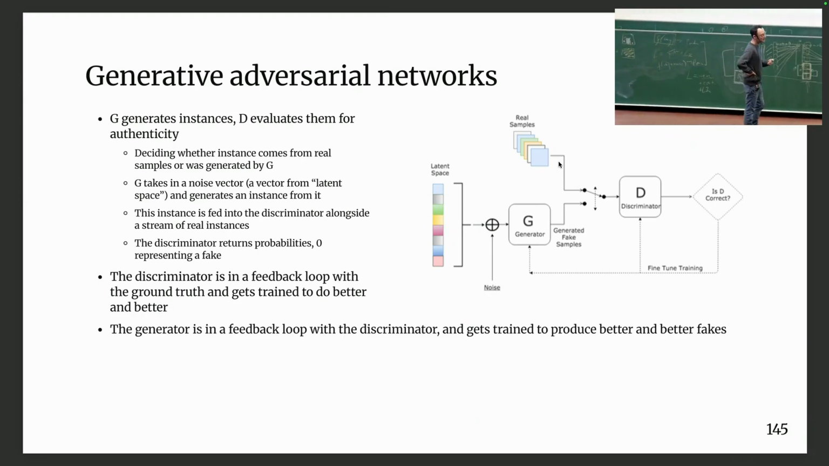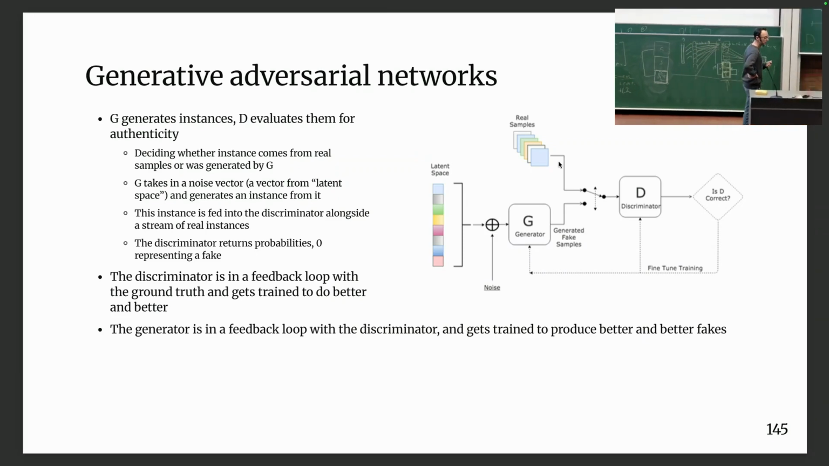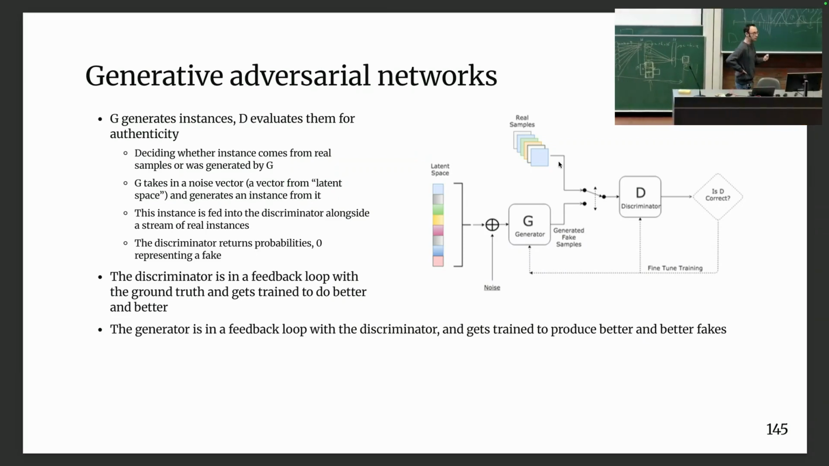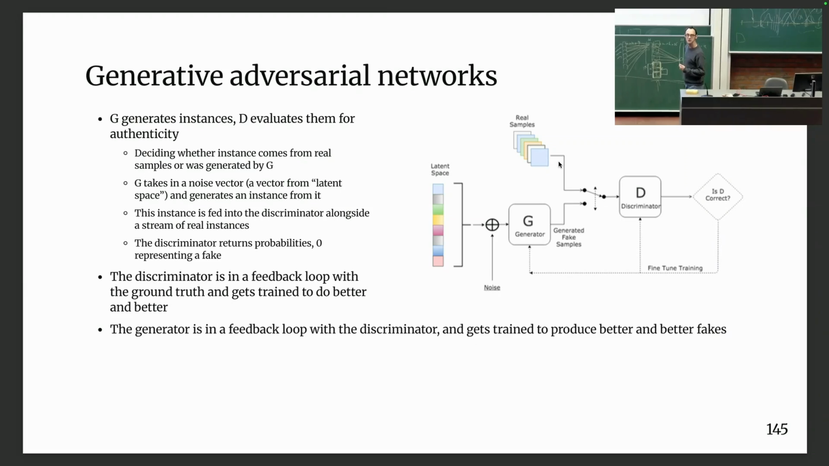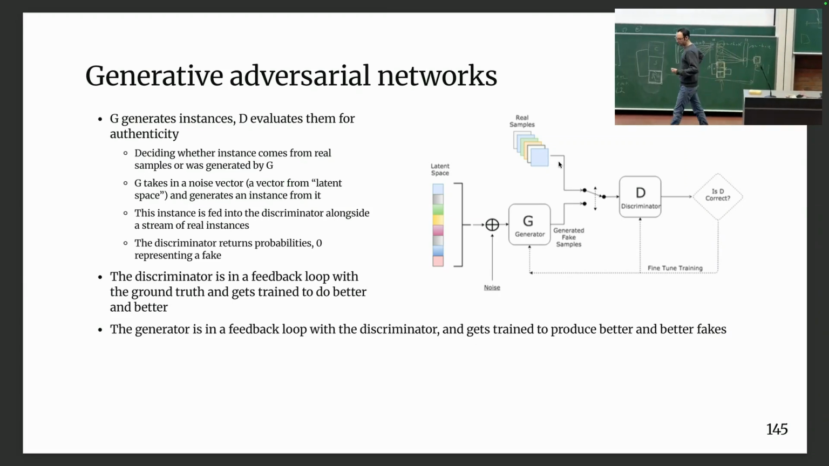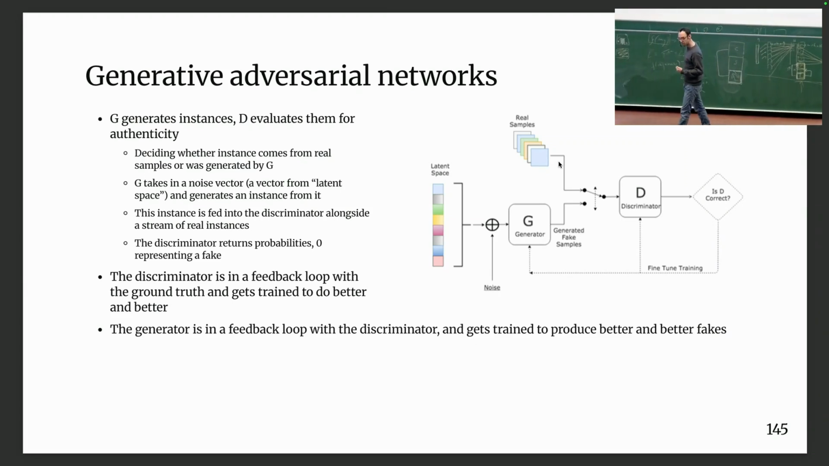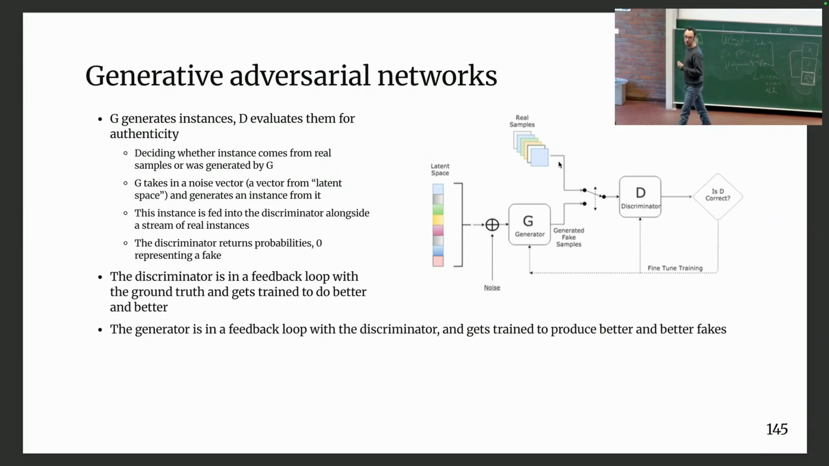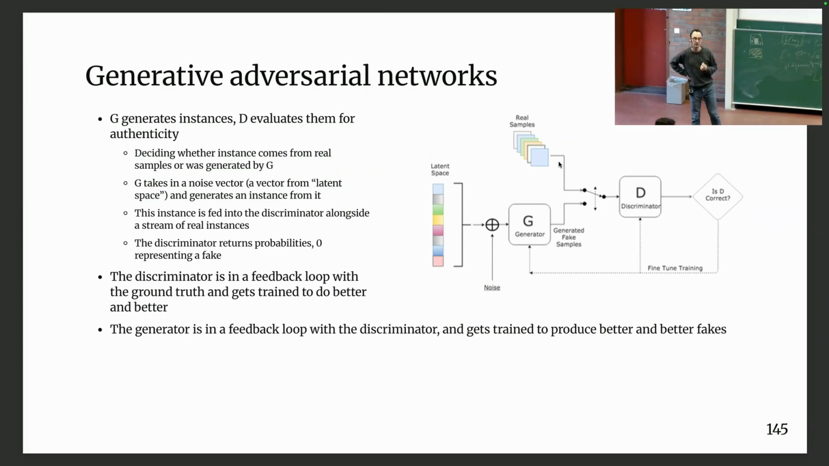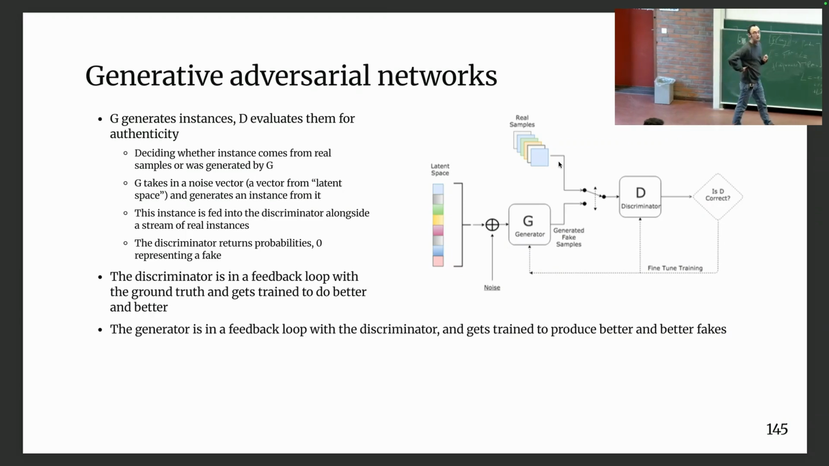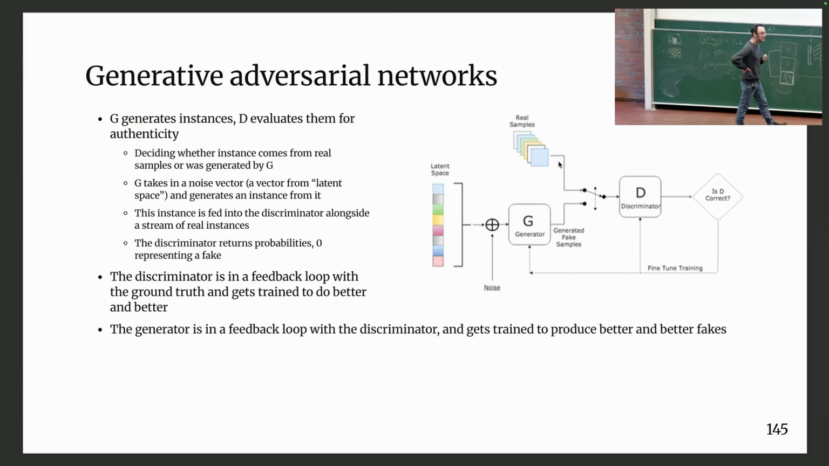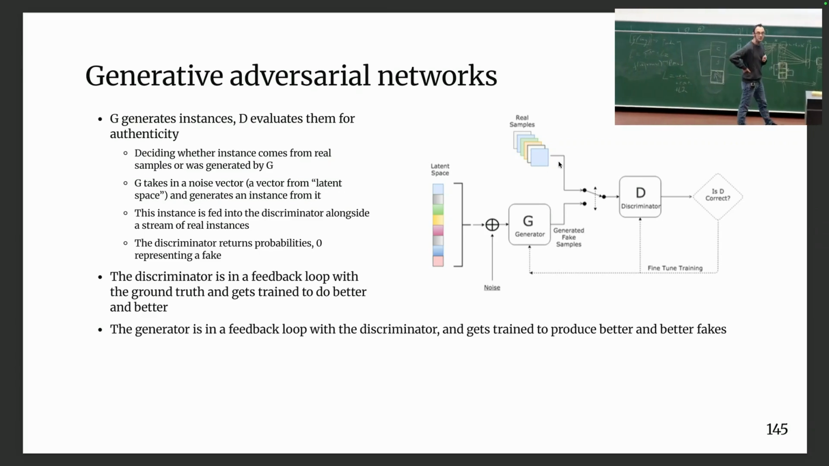And then the discriminator: there I'm going to take a bunch of real dog pictures that I have, and I'm going to mix them in with generated images coming from my generator. And I'm going to ask my discriminator, are you capable of spotting which of these are fake and which of these are real? And depending on what the discriminator tells me, I'm going to update either the weights of the discriminator or of the generator.